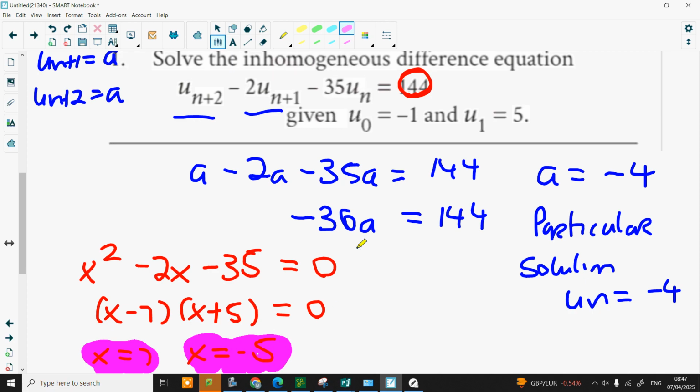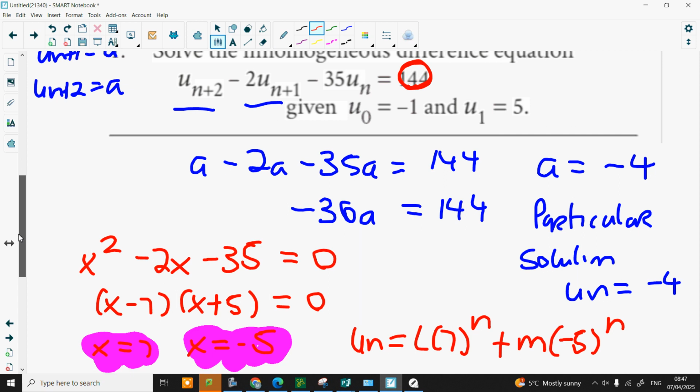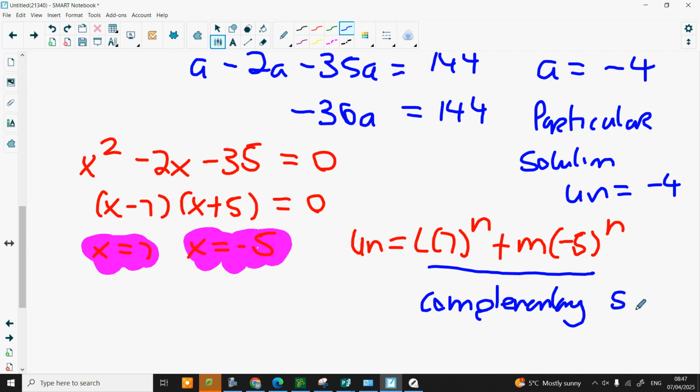What do you remember from the last exercise when it comes to that? Yeah, so I'll do L times my first solution, which is 7, isn't it? And then M times my second one, which is minus 5, yeah? There you go. That's my complementary solution, okay? So the particular solution is minus 4, and this here is known as your complementary solution. Just make sure we spell complementary right. You all right with that?